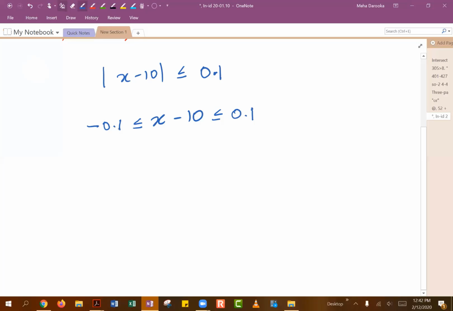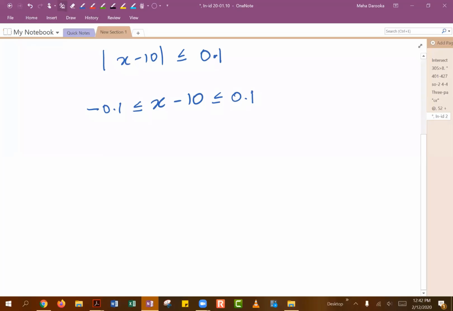Okay, to get x by itself, add 10 on all three sides. This one's pretty simple. You have x by itself sandwiched between, what would those two numbers be? 9.9, yeah, and 10.1, right? So that's your 1% error.